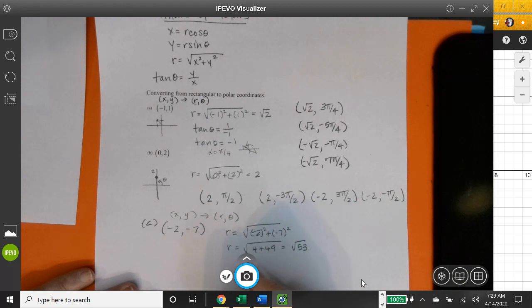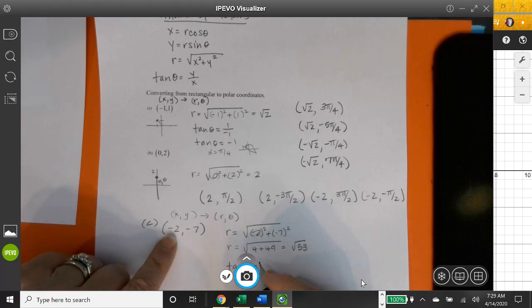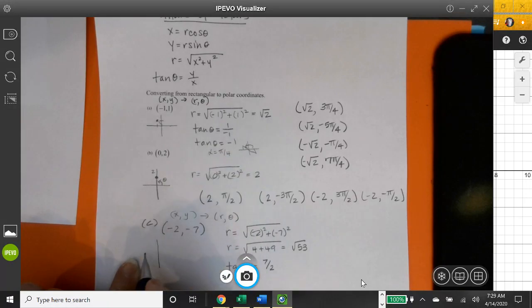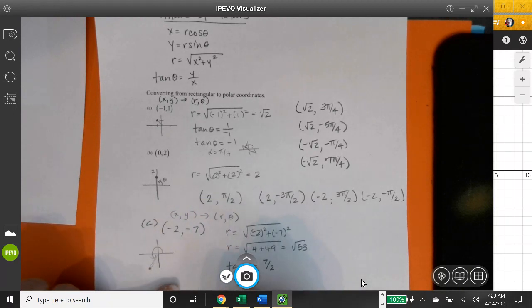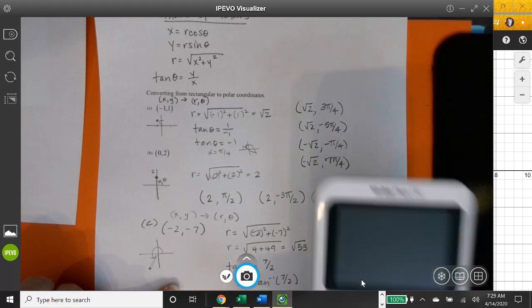Okay, but then I need to find the theta. Well, tangent of theta is equal to y over x, which turns out to be negative 7 over negative 2, which is 7 over 2. But if I'm going to plot this point, negative 2, negative 7, I'm down here. So I need this angle. So I got to find alpha. Alpha is inverse tangent of 7 over 2, and I have no idea what that angle is.